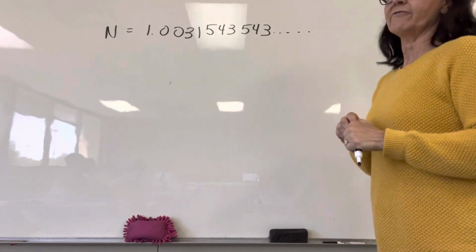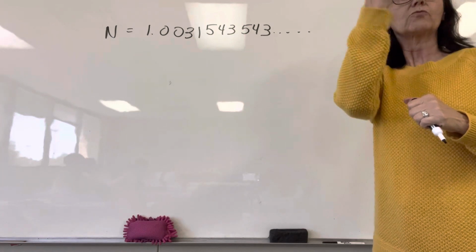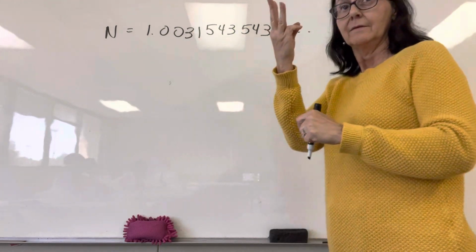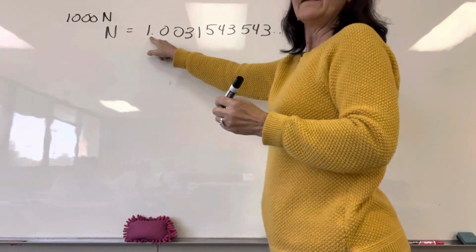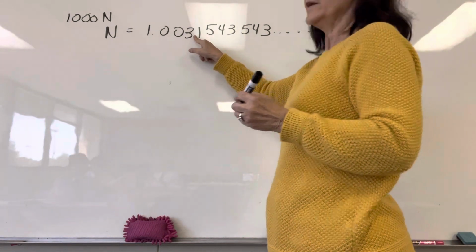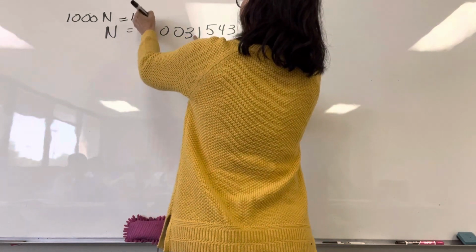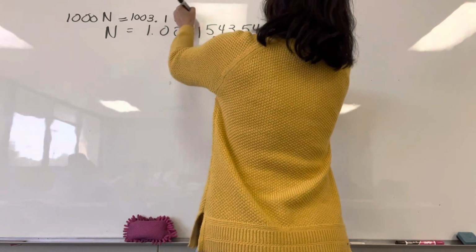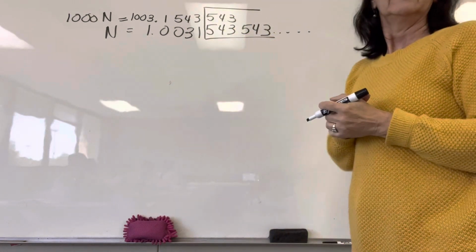All right, now I have 3 repeats. What am I going to multiply this by? 1,000. 3 repeats, 3 zeros. 1 and 3 zeros. You got it? When I multiply it by 1,000, it moves the decimal place 3 to the right. I want to line up my decimal places. This is going to be hard. 1003.1543, 543. Okay, I know I'm going to keep repeating from here on out.